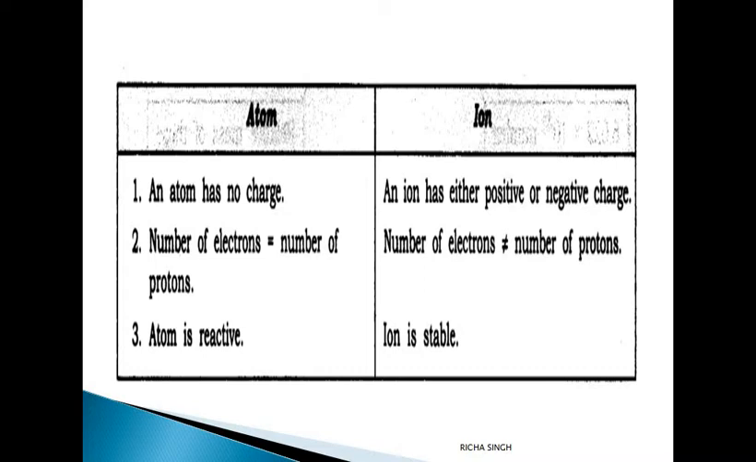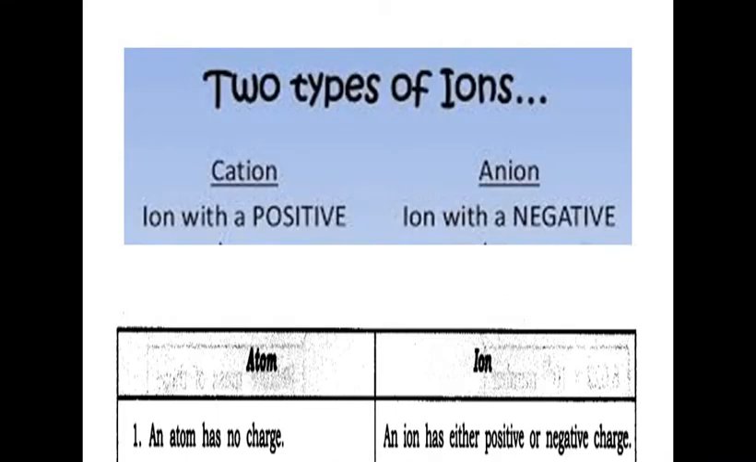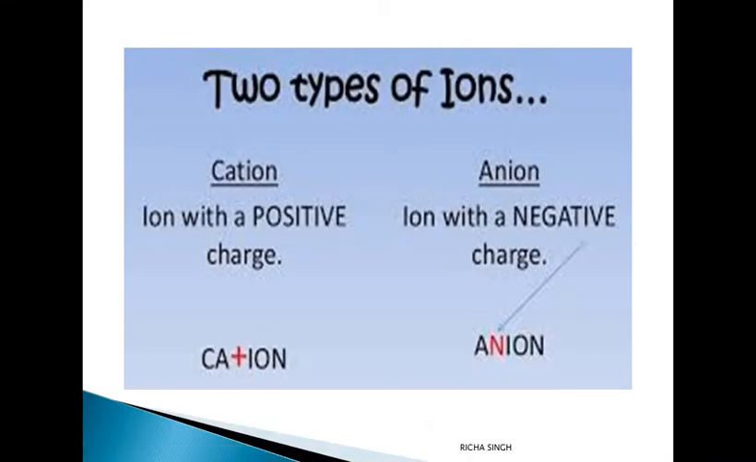In atoms, the number of electrons and the number of protons are always equal. In ions, the number of electrons is not equal to the number of protons. An atom is reactive, whereas an ion is stable. Types of ions: there are two types of ions. You have studied this in class 8th also, cation and anion. An ion with a positive charge is a cation and an ion with a negative charge is an anion.